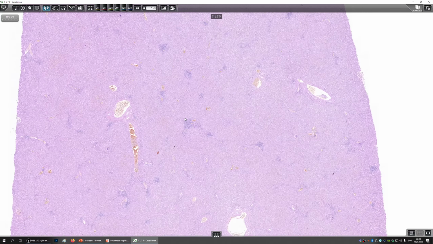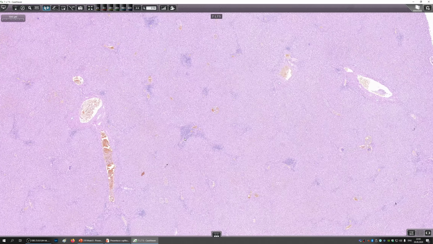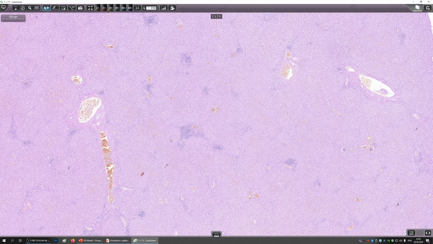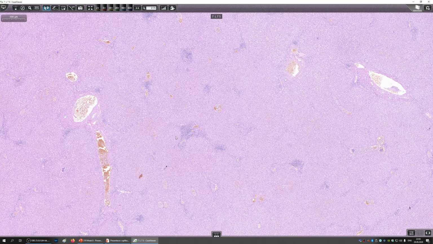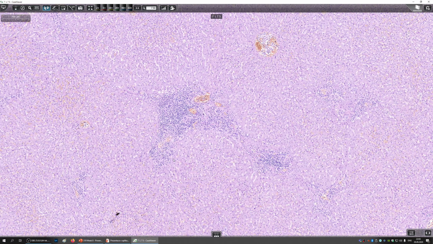So first thing that you can see here is that there are these purple-blue areas. These are the portal tracts. Chronic hepatitis tends to affect the portal tracts mostly. The portal tracts are full of lymphocytes, and here you can see that they are also enlarged. They become star-shaped. Look at my cursor. They become star-shaped and enlarged.